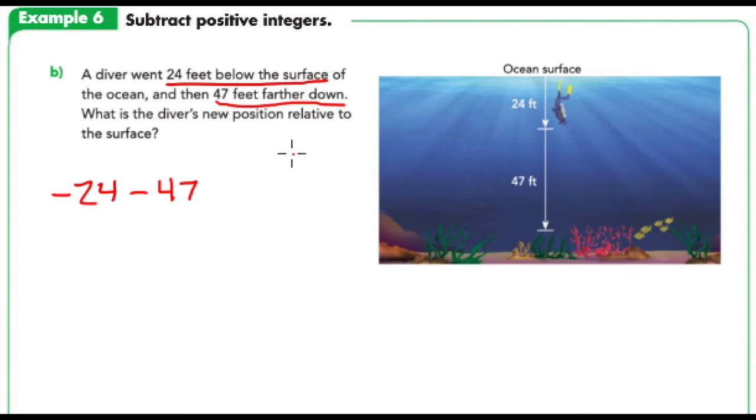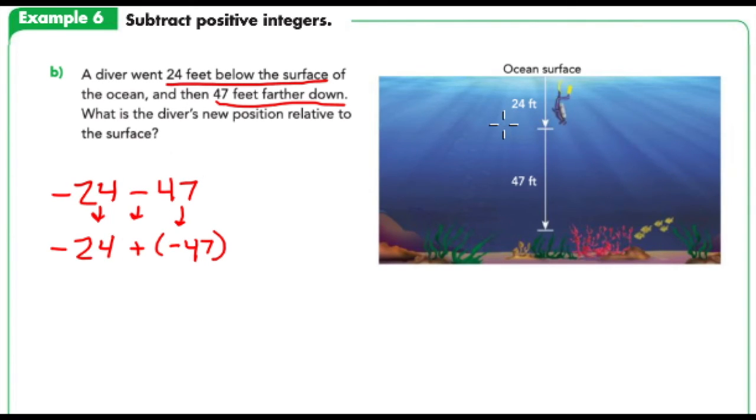Now, if this was last section, we could also write this as addition. And if we wrote this as addition, we would have a negative 24, and then we would say it's plus, and then that 47 would be negative because it went farther down. But what we notice here is these are the same problems. Negative 24 minus 47, that's what this problem is showing. To solve it, we have to rewrite it as adding the opposite, which is what we just did here. Negative 24 stayed, minus became plus, and a positive 47 became a negative 47. So that is how we could find the diver's new position relative to sea level.